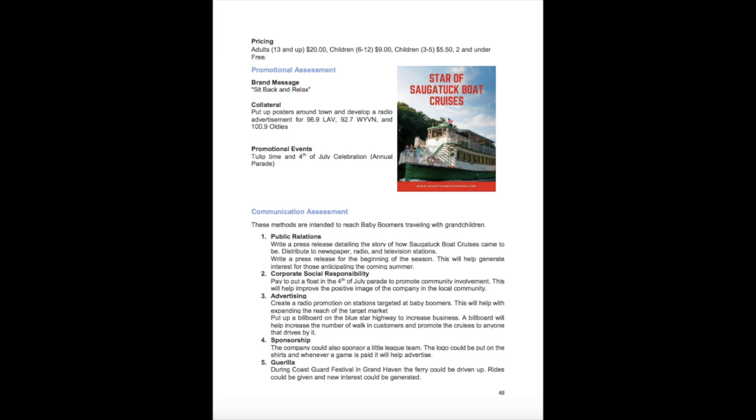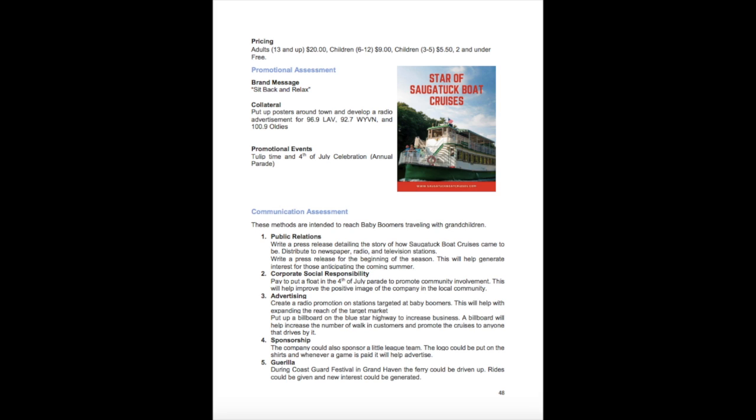Sponsorship would also be a great area to focus on, possibly sponsoring a Little League team. The logo could be put on the shirts and displayed whenever a game is played. This will help advertise for the cruises.